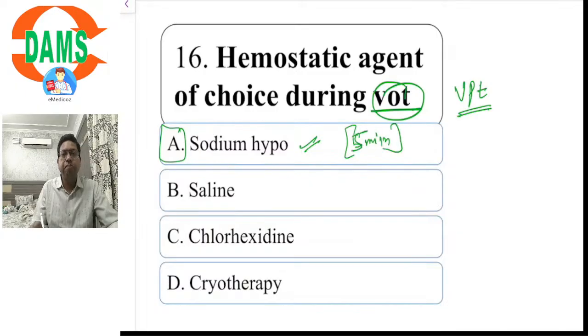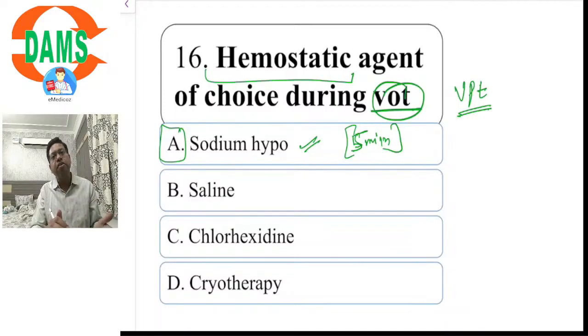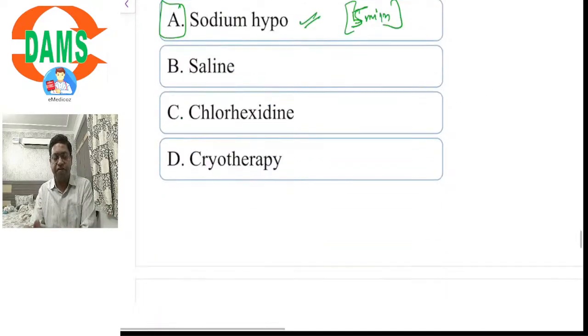is done to stop the bleeding from the pulp wound. If the bleeding does not stop after a 5-minute application of sodium hypochlorite, the inflammation of the pulp is irreversible. Vital pulp therapy cannot be attempted. We have to go with pulpectomy and root canal. So, sodium hypochlorite is the hemostatic agent of choice. It helps in distinguishing reversible pulpitis from irreversible pulpitis.